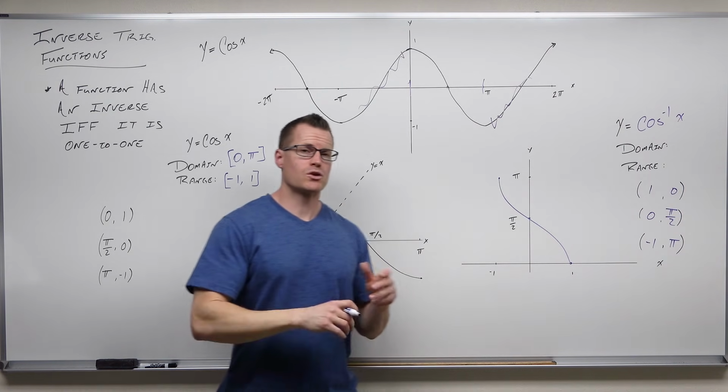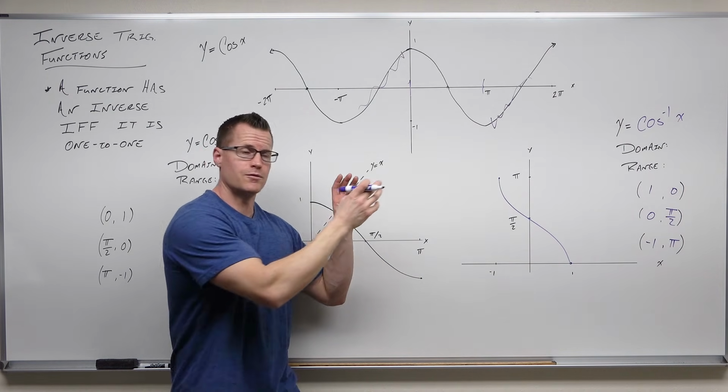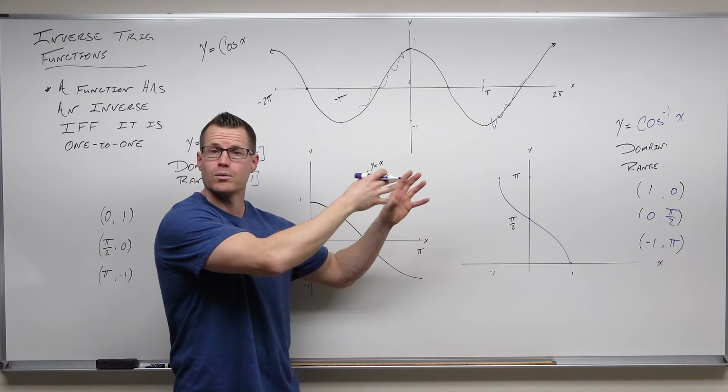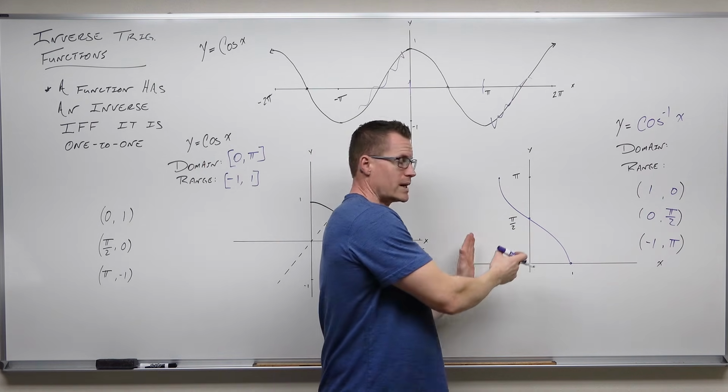Now, the domain and the range are what we would expect. The domain of cosine inverse, well, that was the range of cosine. So our domain is -1 to 1.